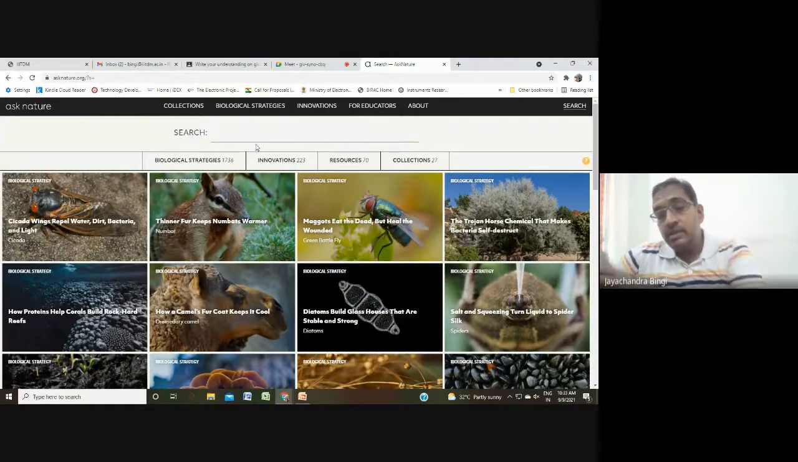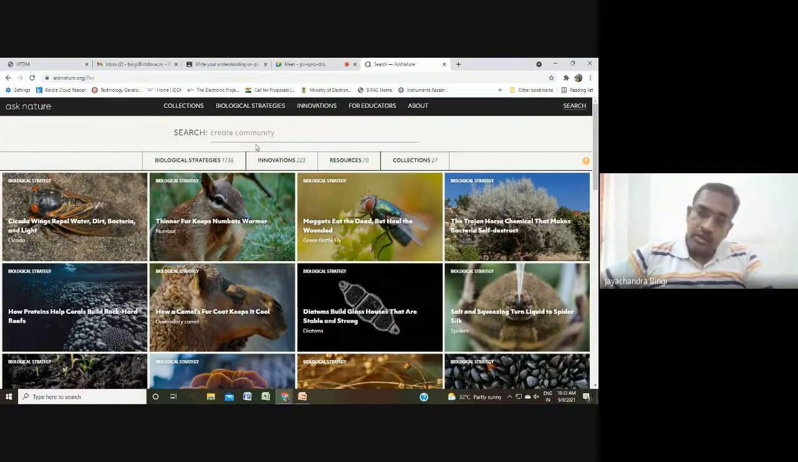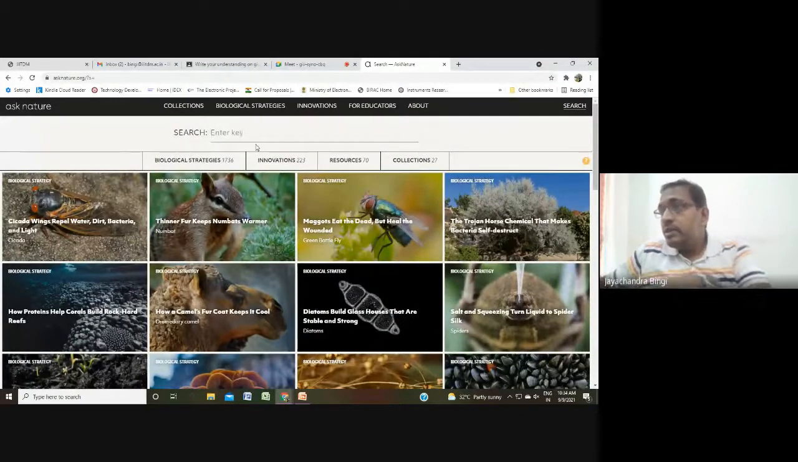And there is a Biomimicry Institute separately. Don't worry, because biomimicry is something different. There you can do bio-inspiration also. There is a separate institution called the Biomimicry Institute. I think it is in the Netherlands or Switzerland. So I'll open here. What is the keyword you want to give?